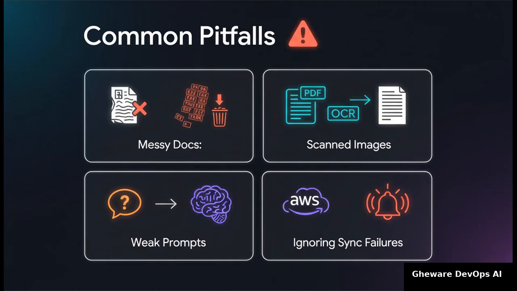And let me save you some headaches. Here are the top mistakes people make that just kill accuracy. First, messy documents. You got to clean them up. Get rid of repeating headers and footers. Second, scanned PDFs. If they're just images of text, you have to run them through OCR first. Third, weak prompts. You need to tell the model, answer only from the text I give you. And finally, don't ignore failures. Set up alerts in CloudWatch so you know if a data sync ever breaks.